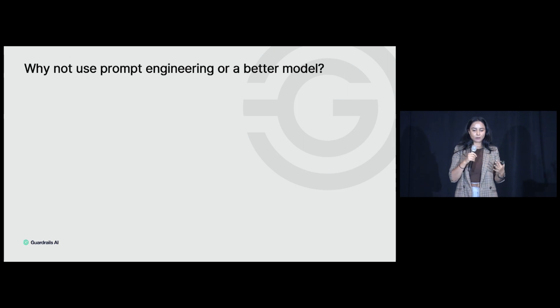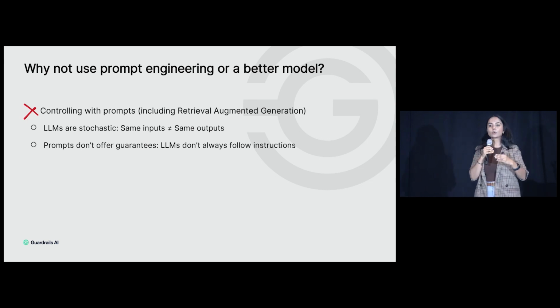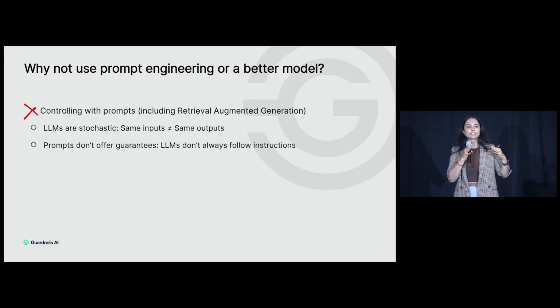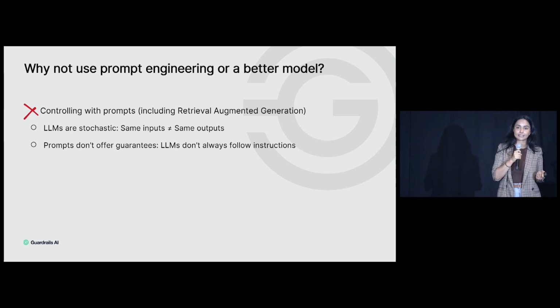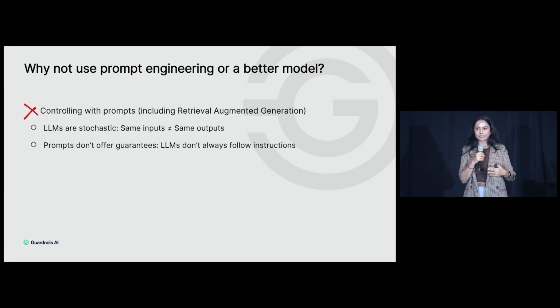A very common question, if you're familiar with retrieval augmented generation systems or with fine tuning, is: why can't I just prompt engineer my way out of this, or why can't I just use a better model? Why can't I just fine tune on my own data? If you're trying to control the LLM responses with prompts, including retrieval augmented generation, which essentially just injects some context into your prompt about maybe your own custom data source, the issue remains that LLMs are stochastic at the end of the day. So even if you do the best prompt engineering in the world, the same inputs do not equal the same outputs as you keep running this consistently.